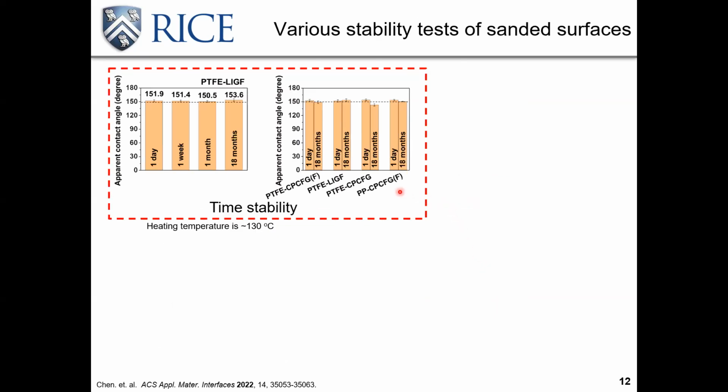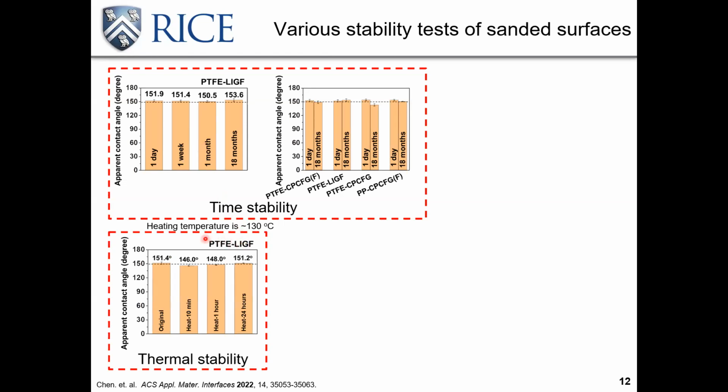Then we tested the stability of the sanded surface, and as you can see, we measured the contact angle after different times after we fabricated the sanded surface. There's little change in the wettability after 18 months for different sanded surfaces, as you can see here. And we also found the same phenomenon for the thermal stability. We don't see obvious contact angle change after we heat the sample for 24 hours.